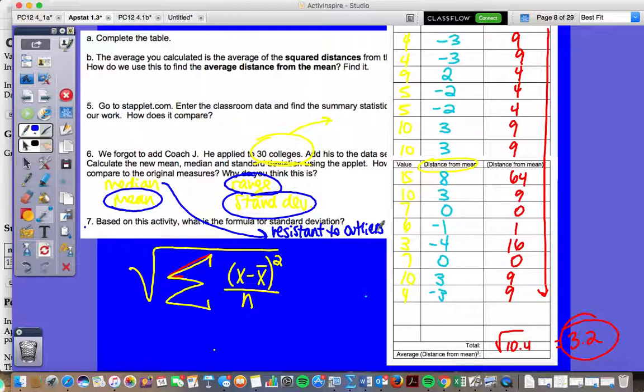If you throw an outlier in there of 30, is that going to increase my mean? Yes. Would that impact my range? Yes. Would that impact my standard deviation? Yes, it would. Okay? Questions on that? Okay. I just want to make sure I hit everything.